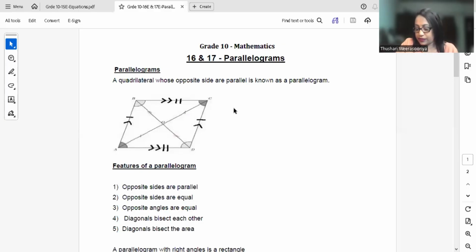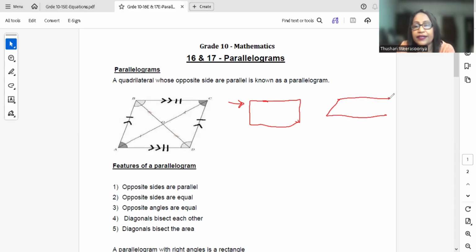You can see the screen. Now we'll see how to learn the features of a parallelogram. Actually, you know rectangle, right? A parallelogram is formed using a rectangle. I give a small push to this. Then what will happen? It will get slanted, right? There you get a parallelogram, right?